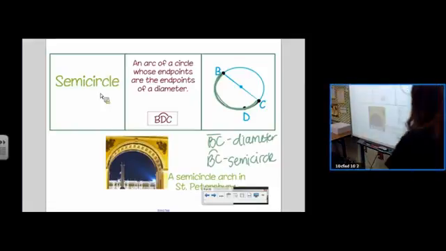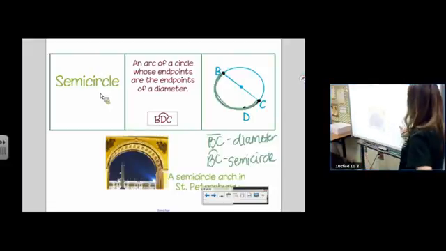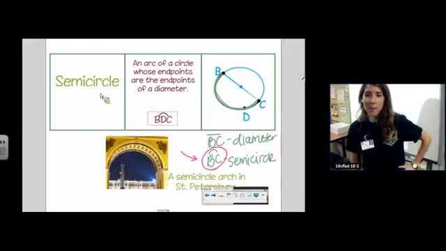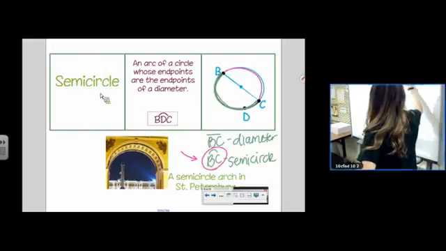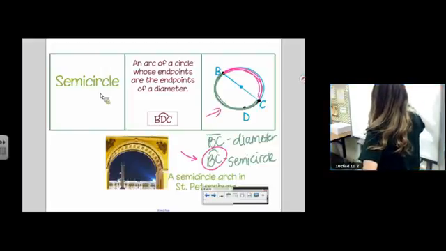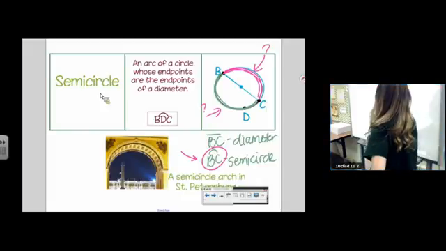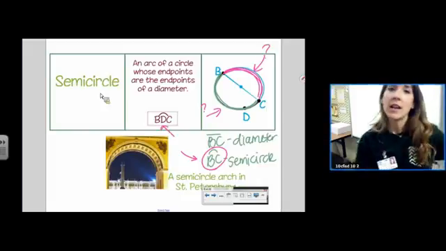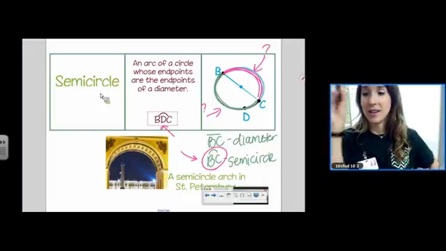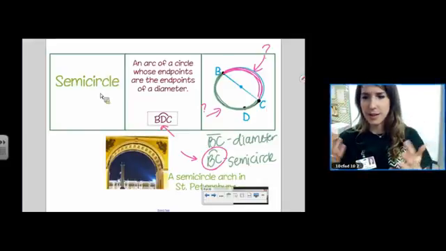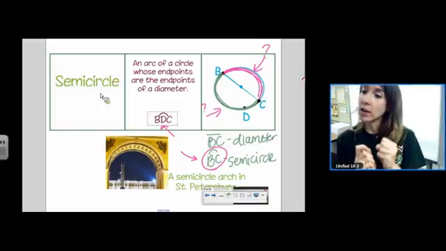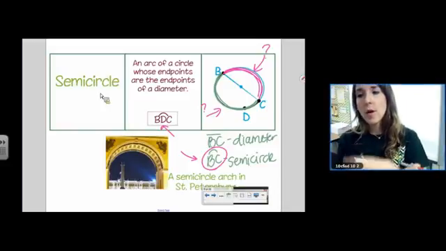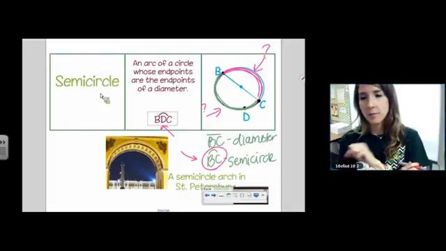If I just said, like I did down here, arc BC, I get this question a million times: which arc am I talking about? If I just say arc BC, am I talking about the green one or the red one? So adding another letter in there tells us which arc you're talking about. It gives you a point that anchors your arc. So I know I'm talking about the green one, not the pink one. Okay?